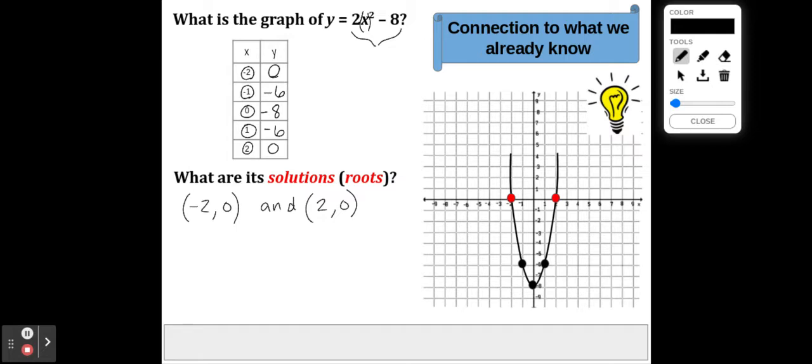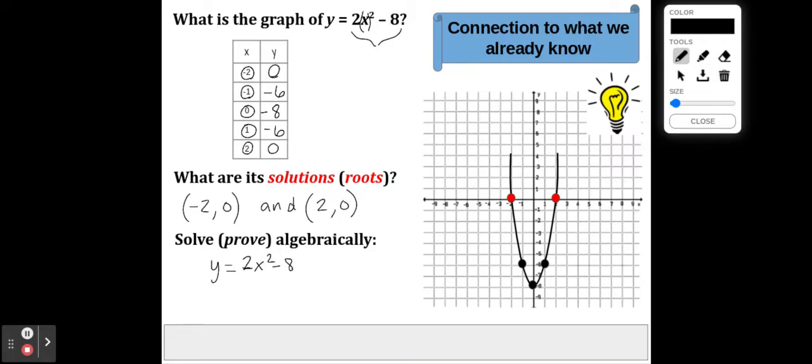Okay, so let's now see, could I find the solutions a different way? Because I don't have to graph, and graphing isn't always going to be the most practical way. So I can use algebra in order to solve for these two solutions that I can see on the coordinate plane here. So if you go back up to the equation, it is y equals 2x squared minus 8, okay?